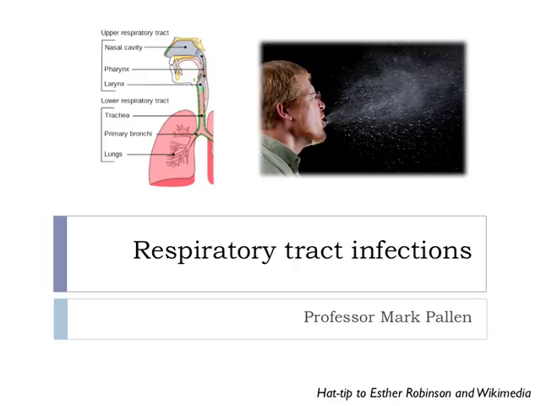My name's Mark Pallen. I'm a professor of microbial genomics here at the University of Warwick, but I'm a medical microbiologist by training, although I'm now a full-time academic, so I'm not actually in clinical practice. And I'm going to take you through respiratory tract infections this morning in the next hour, although we probably won't take the full hour to get through this.